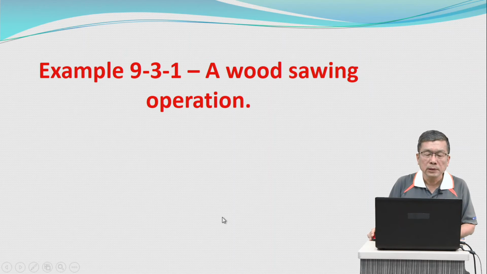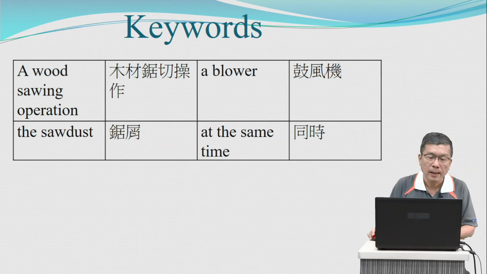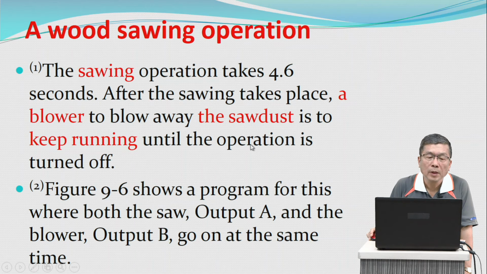Example 3, a wood sawing operation. The keywords: a wood sawing operation, a blower, the sawdust at the same time. The sawing operation takes 4.6 seconds. After the sawing takes place, a blower to blow away the sawdust is to keep running until the operation is turned off.